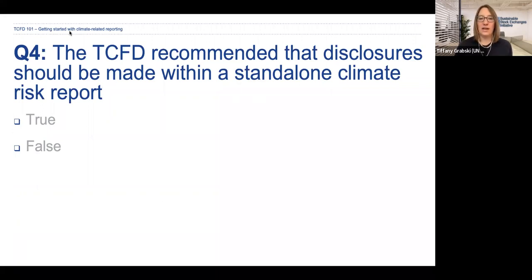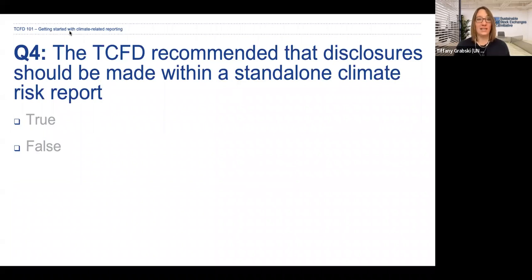So I'm going to end this poll now and share the results and congratulate the majority of you. So 73% of you got that right. So indeed, the answer is false. So the TCFD does not recommend disclosing this in a separate report. You might do that if you feel like you have particular stakeholders that are particularly interested in this.